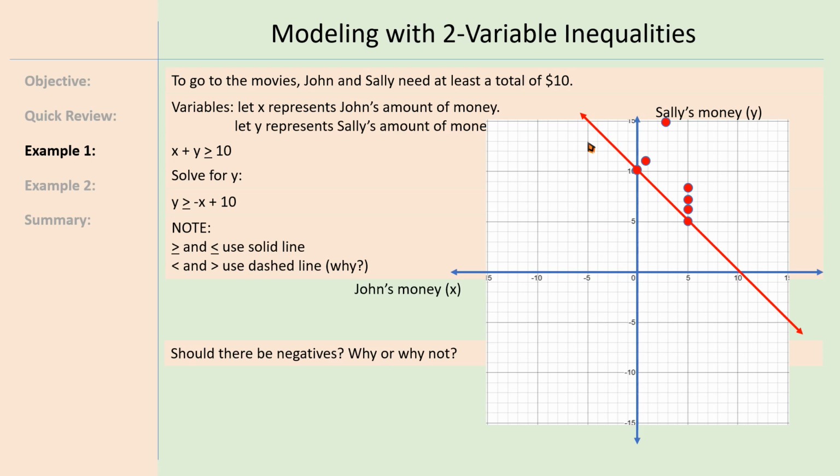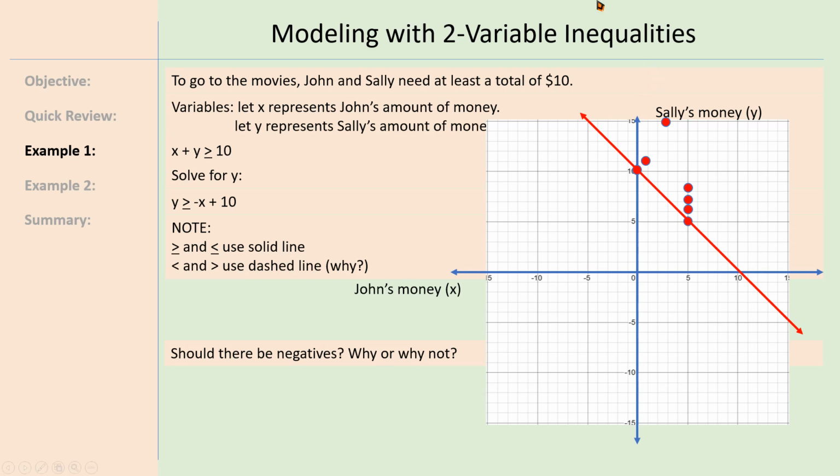If John has negative dollars, that means he owes some money. So before they go to the movies, Sally has to give him money to pay somebody. It doesn't make a lot of sense to me. So it depends on each situation whether you should have negatives or not. Okay, but let's move on here.